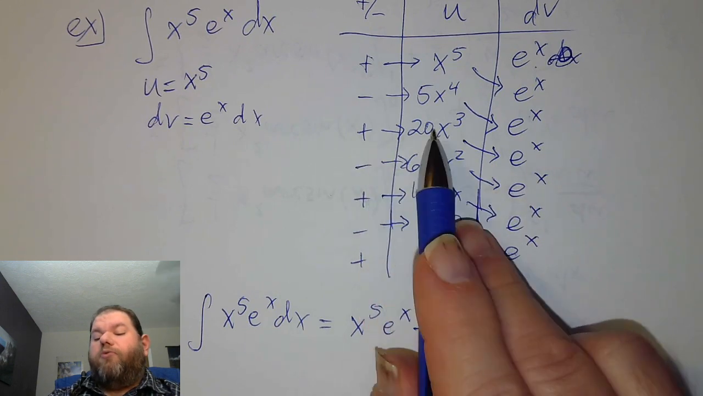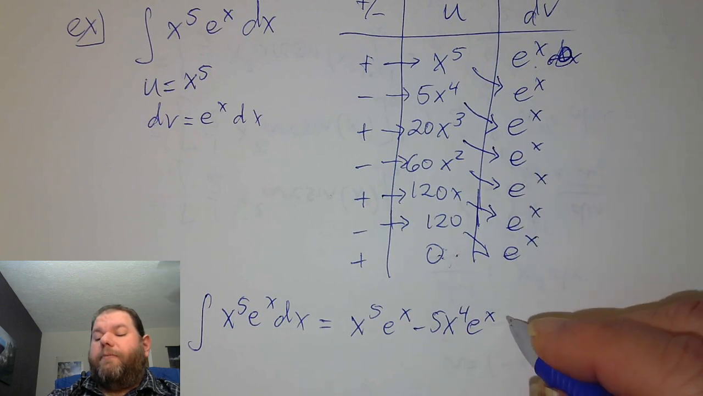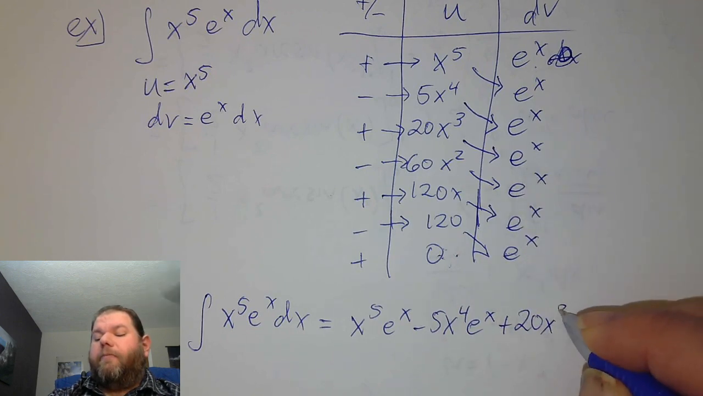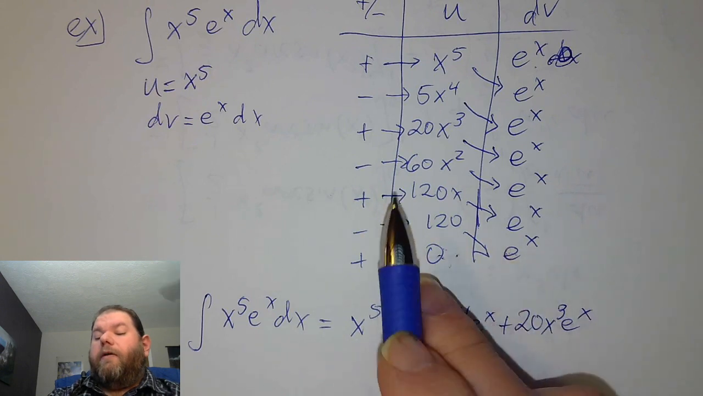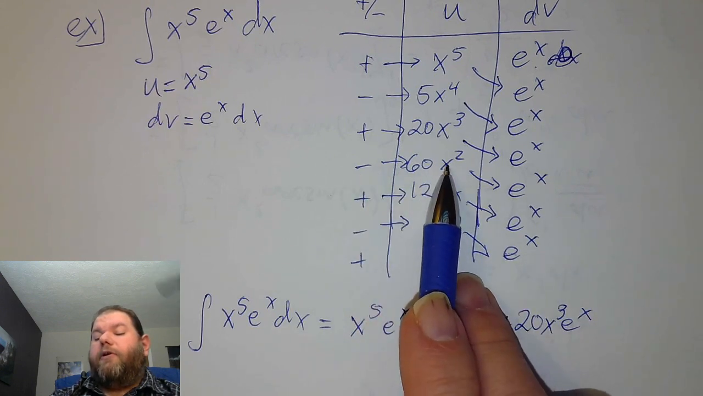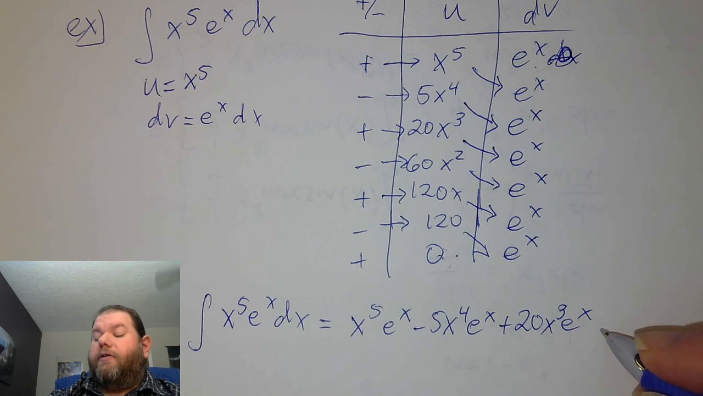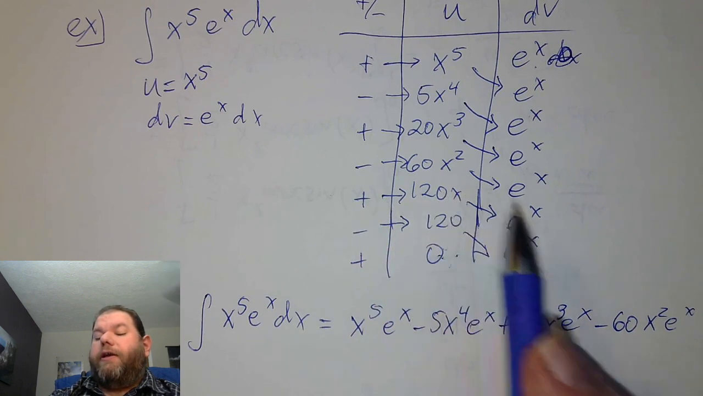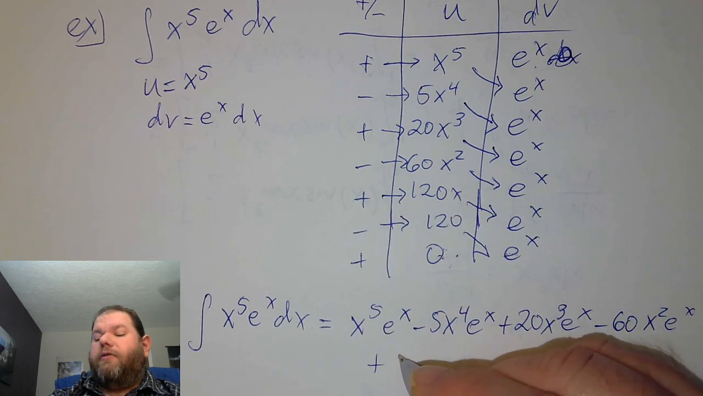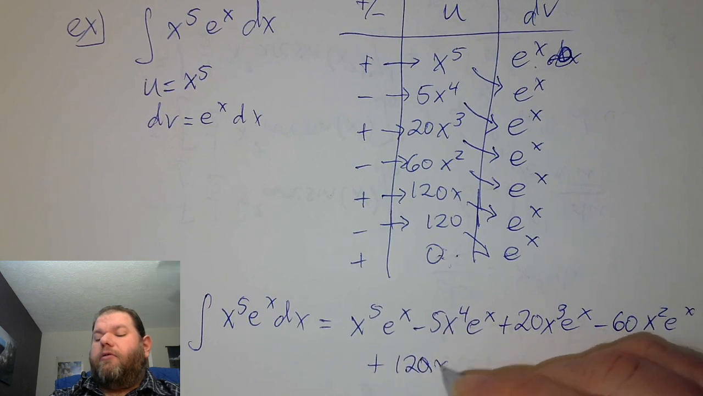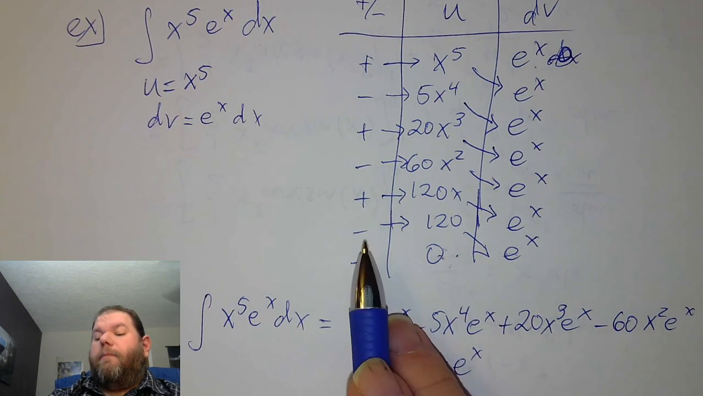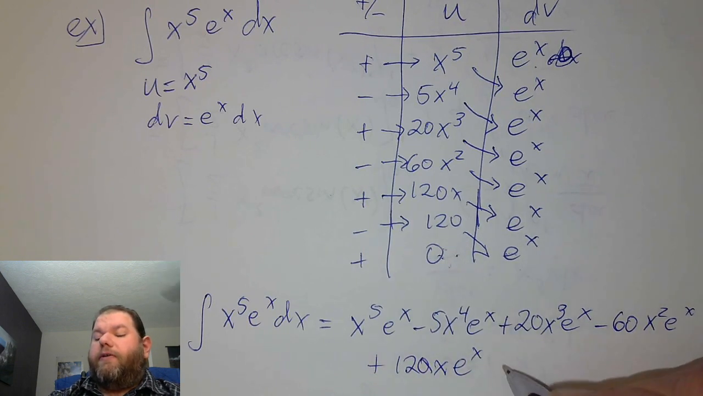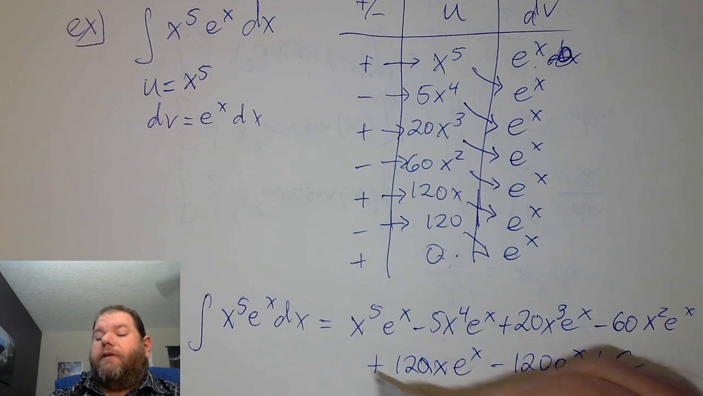We'll have a positive 20x cubed times e to the x, minus 60x squared times e to the x, plus 120x e to the x, minus 120 times e to the x. And finally, plus c.